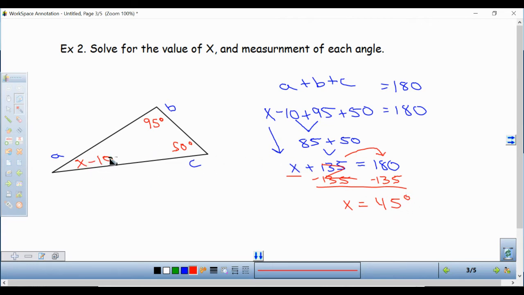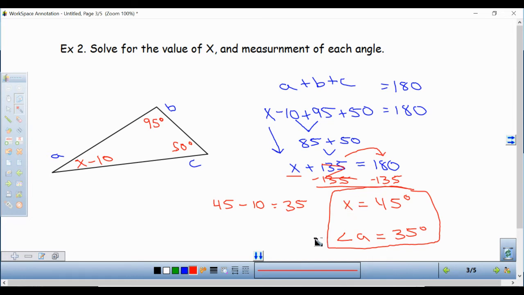Angle A is x minus 10. So I will take the value I got for x, which was 45 degrees, subtract 10, and I get 35. So here we have x is 45 degrees, but angle A is actually 35 degrees. So we're going to have to be careful on what the problem is asking. Is the problem going to be asking you to find the measurement of the missing angle or just find the value of x? That's what you need to be aware of. If it says you need to find the missing angle, then you may need to do those extra steps.